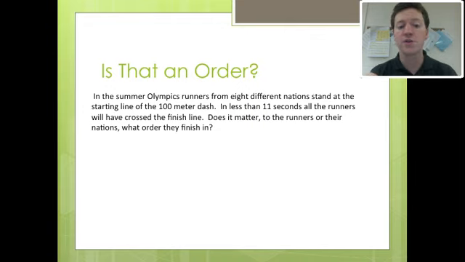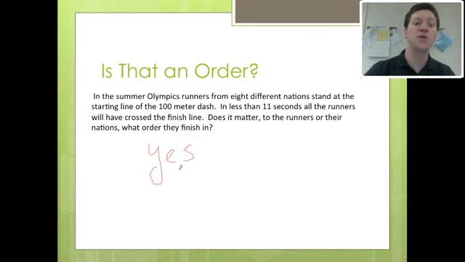It says, in the Summer Olympics, runners from 8 different nations stand at the starting line of the 100-meter dash. In less than 11 seconds, all the runners will have crossed the finish line. Does it matter to the runners or their nations what order they finished in? Well, I would hope that none of us would be in doubt here. This is 100%. Yes, the order matters.